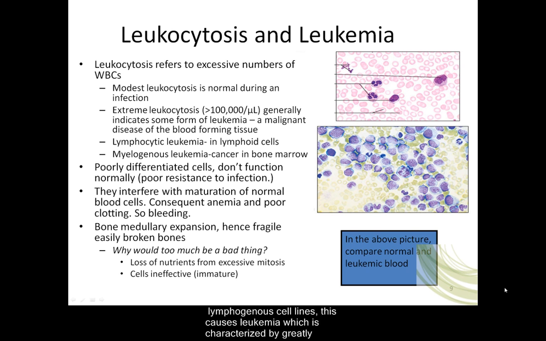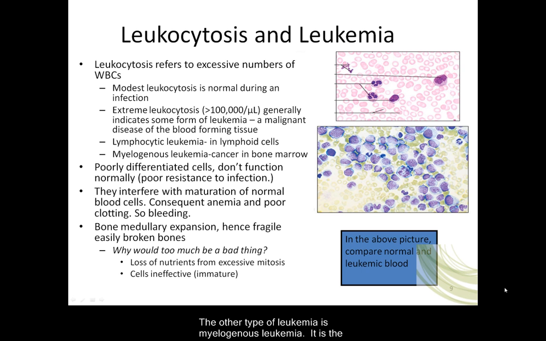When there is a mutation in the myelogenous or lymphogenous cell lines, this causes leukemia, which is characterized by greatly increased numbers of abnormal white blood cells. The lymphocytic leukemias are caused by cancerous production of lymphoid cells, usually beginning in the lymph node or other lymphocytic tissue, and then spreads to other tissues of the body.